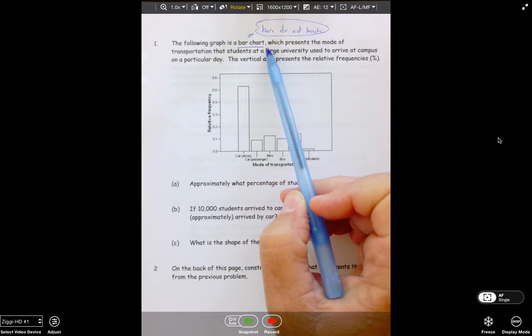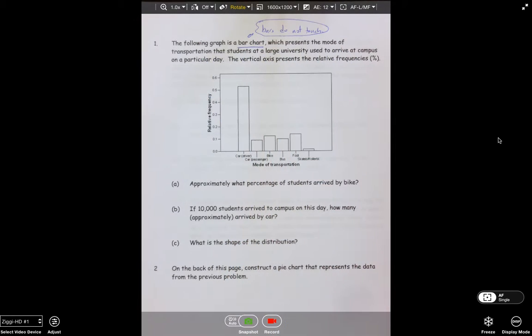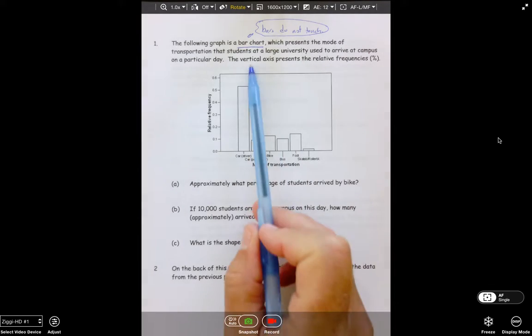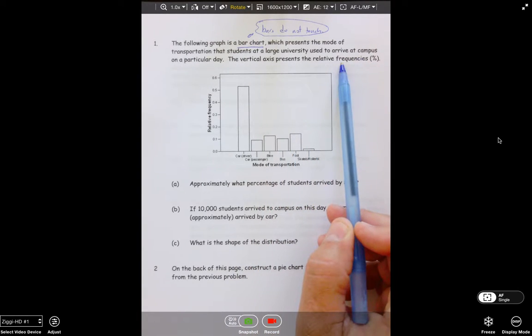So anyway, the following graph is a bar chart. Again, bars don't touch, not like a histogram, which represents the mode of transportation that students at a large university use to arrive at a campus on a particular day. Now guys, here the vertical axis presents the relative frequency, the percentage, and not the count. And that's perfectly fine. Sometimes that happens, okay?